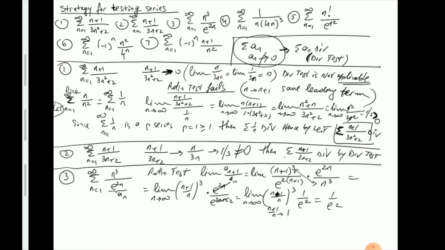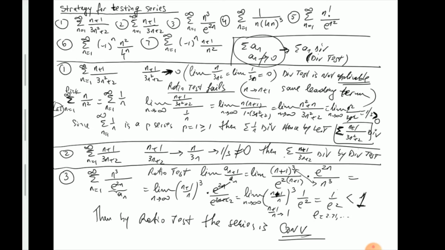1 over e squared, as a real number, is less than 1. Remember, e is 2.71 or so. So because the limit is strictly less than 1, then by the ratio test, the series is convergent. All right, so we'll continue on the second page with the next example listed here.